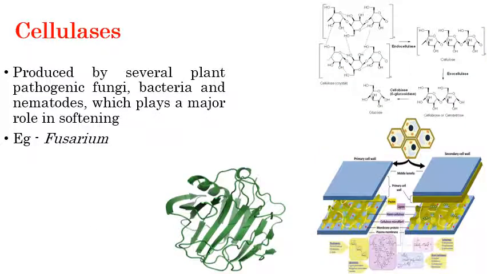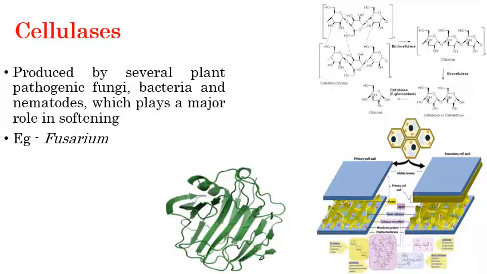The third one is cellulases. The plant cell wall is made up of cellulose. Yes, so it is also one of the major and important components of the plant cell wall. These cellulases are produced by different types of fungi, bacteria, and nematodes, which have a main role of softening. Softening means simply degrading.